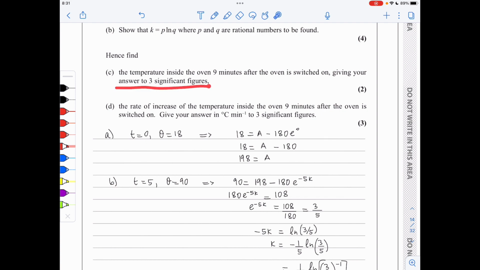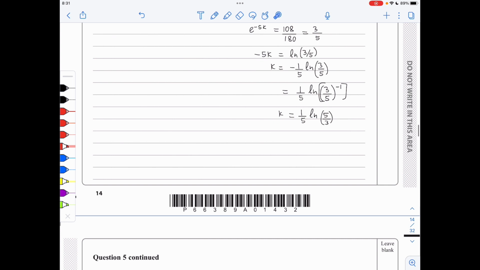Hence, find the temperature 9 minutes after the oven is switched on. So we simply substitute. We say that when t is 9, theta is 198 minus 180 e to the minus 9k, where k is the value we just found here. Put everything on the calculator. I get 126 degrees Celsius. Remember to include the units of measure, as this is a problem in context.